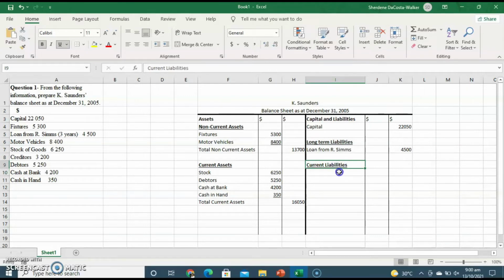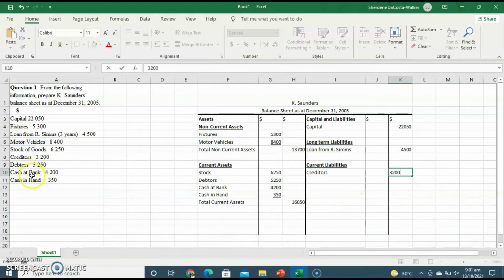Bold and underline. Now I'm going to look through and see if I see any. I've used capital, fixtures, loan is a long term, motor vehicle is a fixed asset, stock of goods is a current asset, creditor. Now creditor, persons who K. Saunders will have to pay back within less than a year. Now, as we say, creditors, persons who they would have taken goods from and have not paid. So they are going to be a current liability. So we're going to go ahead and put in the total. Cash at bank, cash at hand, we had already placed in our current asset column. All right, so we're finished with both sides.